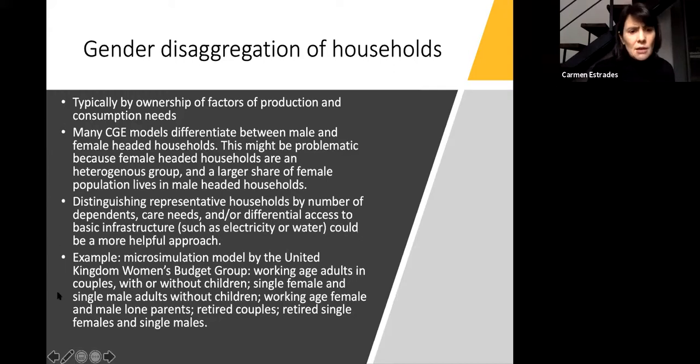And as an example, we reviewed a microsimulation model that was done by the United Kingdom's Women's Budget Group, in which the differentiation of households, for example, was done considering working age adults in couples with and without children, single female and single male adults without children, working age female and male lone parents, retired couples, and retired single females and single males. That's a very big, distinct representation of households, but we think as an example, it might be useful.